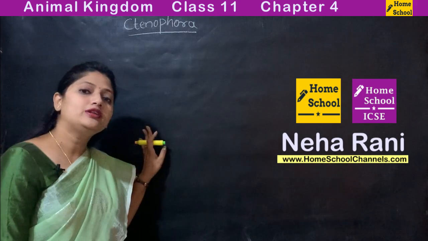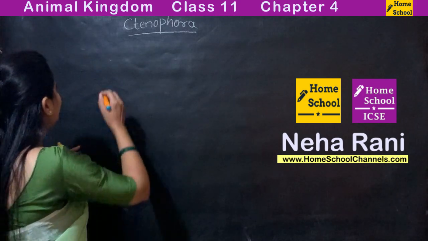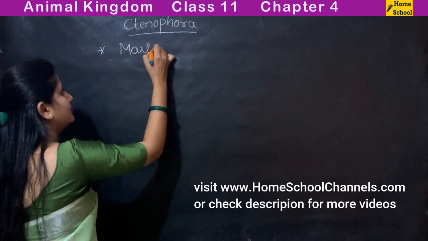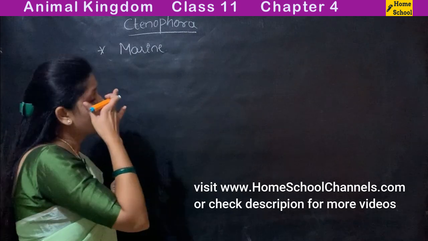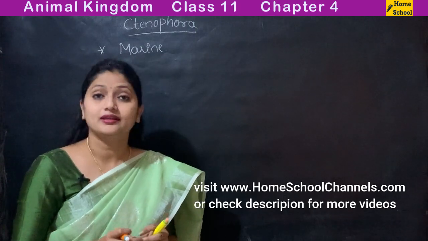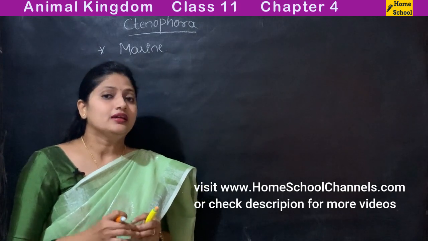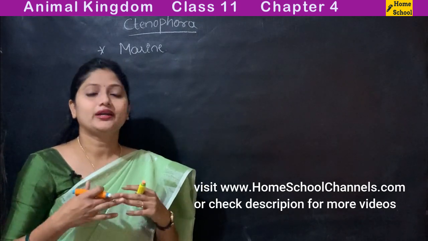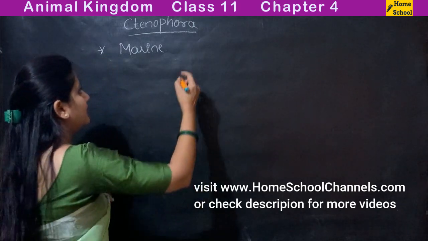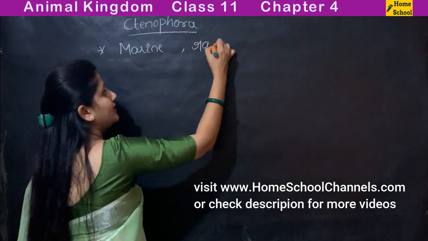Moving on to the Ctenophora, they are mainly marine. Almost all the members of the Ctenophora are marine in nature. It means that they are aquatic, and in the aquatic, they are again marine in nature. Then they all have radial symmetry.